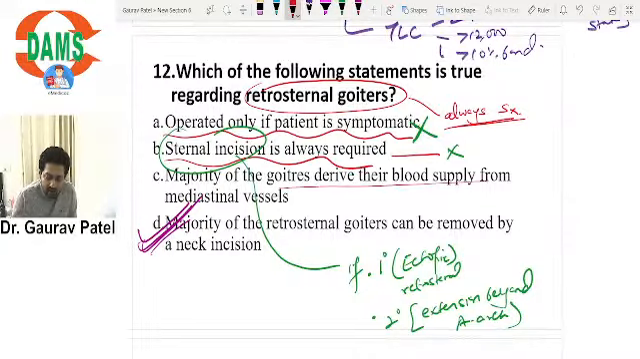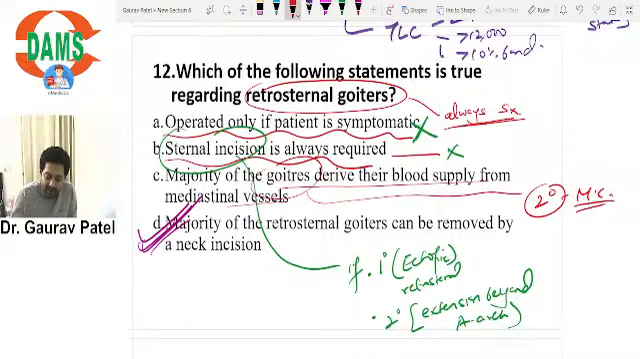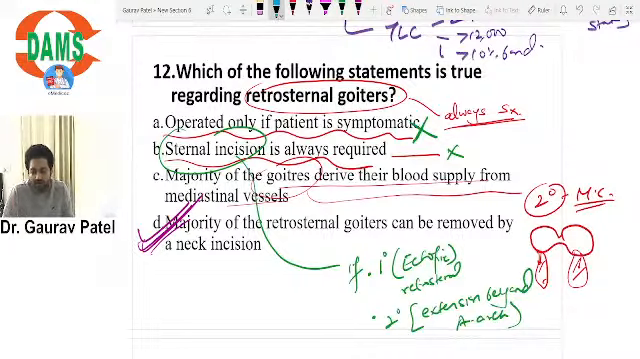Majority of the goiters derive their blood supply from mediastinal vessels. Majority of retrosternal goiters are secondary. Secondary are more common, and secondary is one that is normally placed and just extending into the retrosternal area. So that is a normally placed goiter having normal superior and inferior thyroid artery blood supply, which is extending into the mediastinum. So option D is correct. Rest of the statements are wrong.